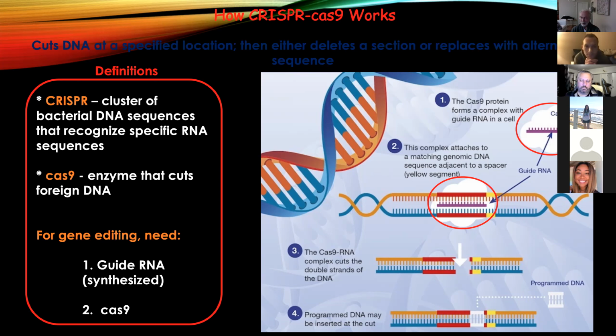So it's fairly easy to do what would be considered ethical things like cure a disease. It's fairly easy to do it in a cell. It's not so easy to do it in a whole organism.